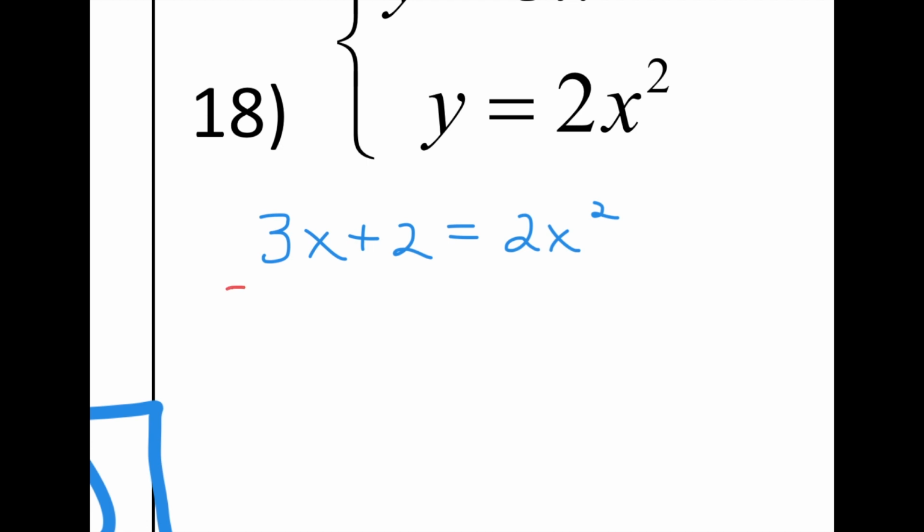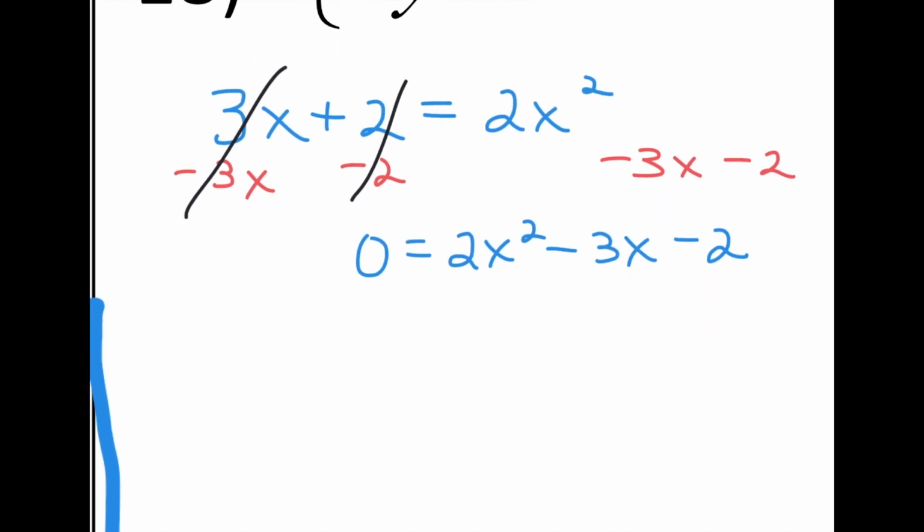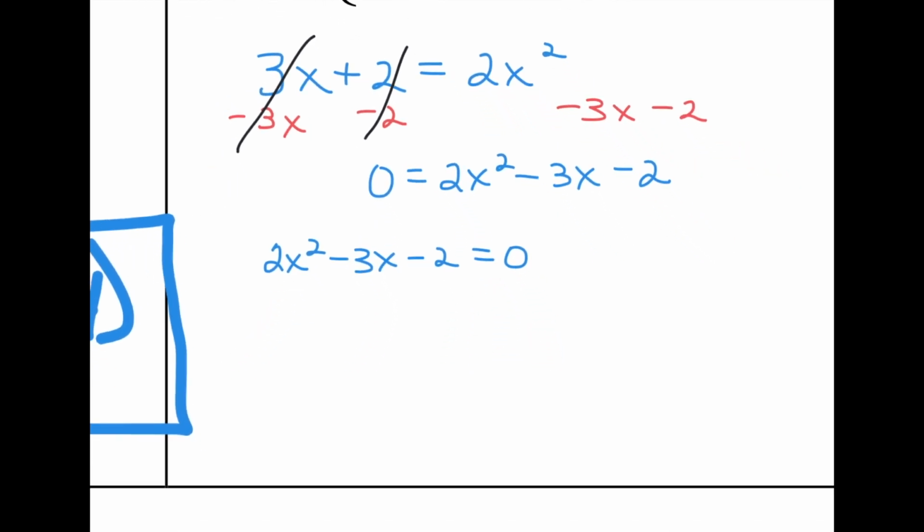So I'm actually going to move the 3x and the 2 to the other side. And that way over here I get 0 equals 2x squared minus 3x minus 2. And again, if you would rather write 2x squared minus 3x minus 2 equals 0, you can do that. Go ahead and pause the video, factor that expression, and come back when you're ready.